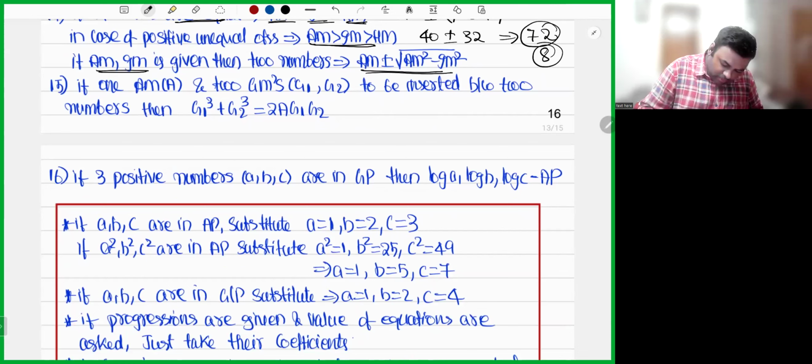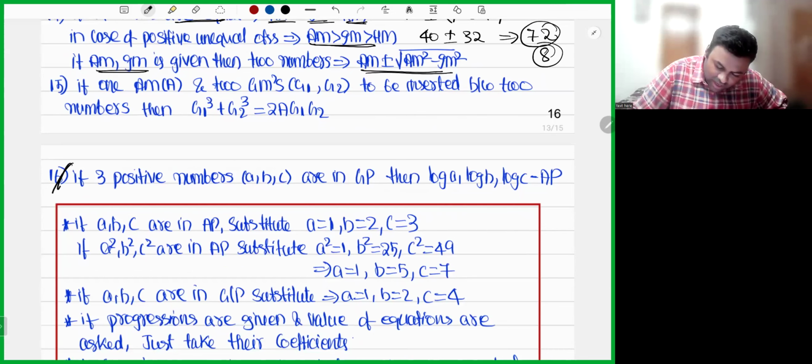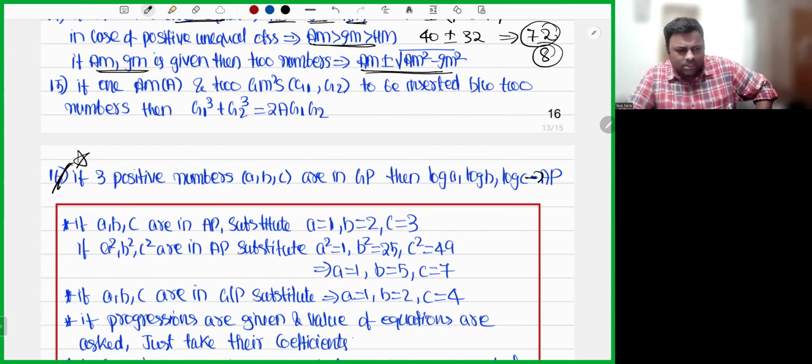Next. If three positive terms A, B, C are in GP, then log A, log B, log C will be in AP. You need to just remember this. Sometimes he'll ask, sometimes he'll not ask. It's not much important in the examination. Three numbers are in GP. Just remember that A, B, C are in GP, then log A, log B, log C will be in AP.